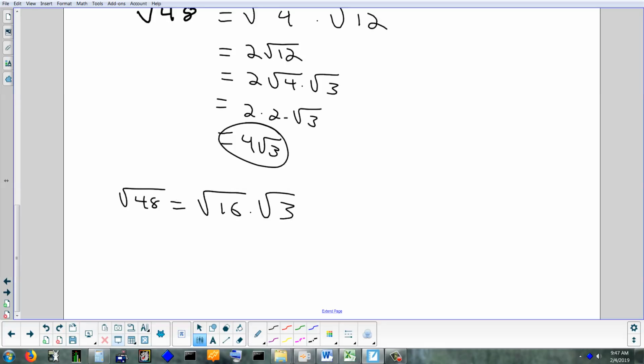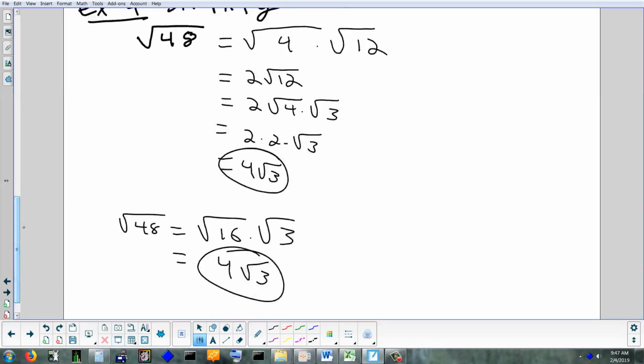16 times 3 is 48. Not as many people think of it because it's not a times table, but that is true. And the square root of 16 is 4. I mean, it's not that much shorter, but it was like 2 steps shorter. So there's always a way to do every problem in one step, but sometimes when the numbers get really big, it's hard to do it in one step. So I just break it down one step at a time until I get it as small as it can be.